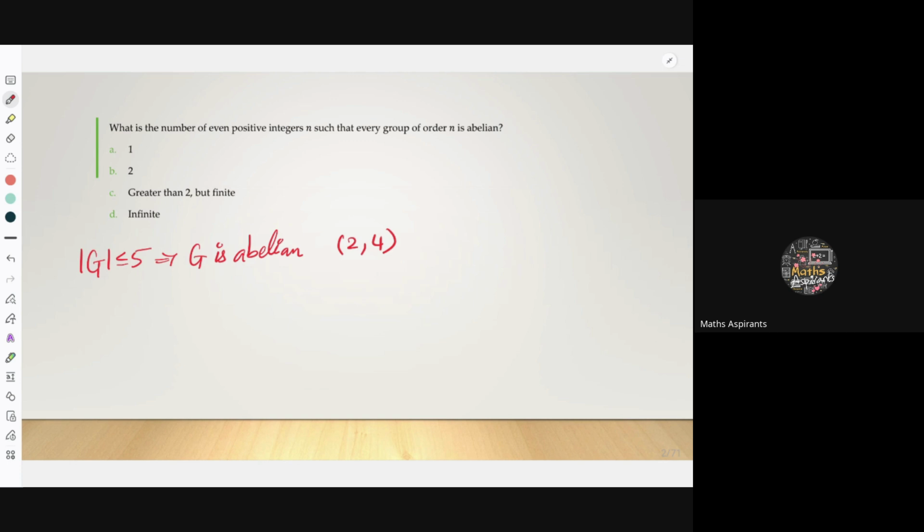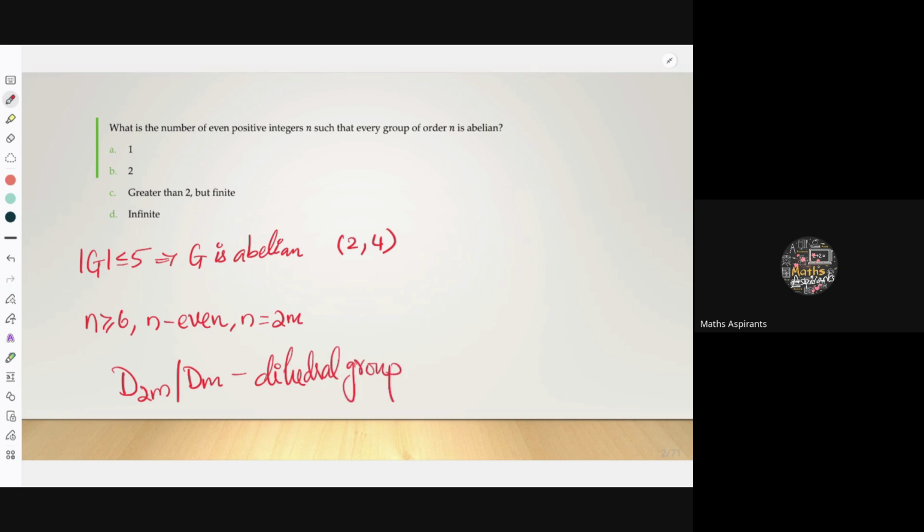Now we are looking at even integers n greater than or equal to 6. In this case, we read about the dihedral groups, which are denoted by either D_n or D. If I take n equals 2m, then it's either denoted by D_2m, which has order n, or D_m, the dihedral group. And we know that for m greater than or equal to 3, D_m is non-abelian.